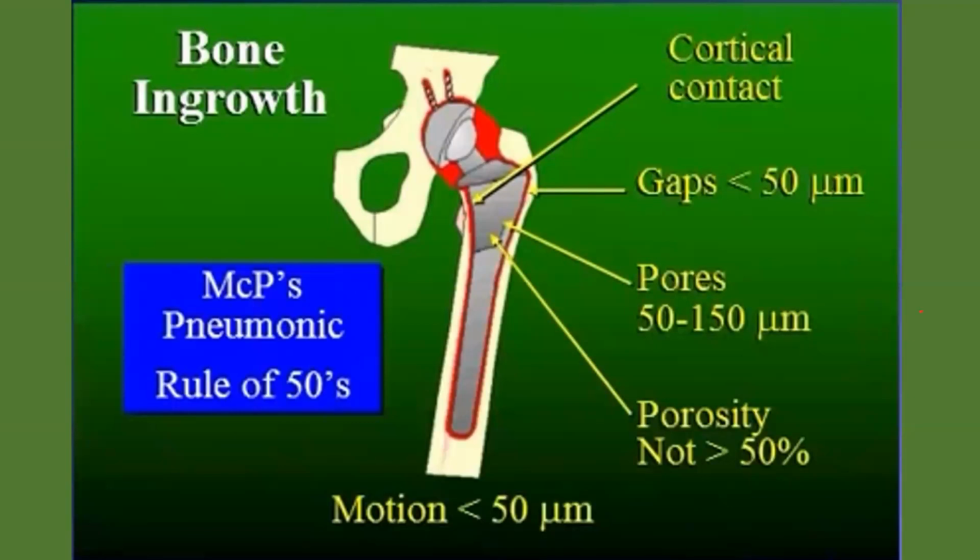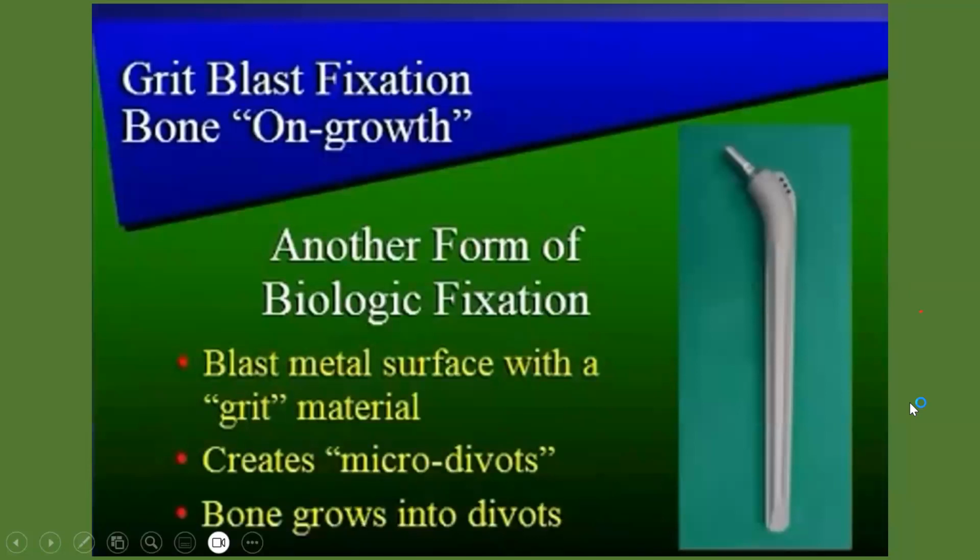Bone ingrowth. To have bone ingrowth, you have to have cortical contact. The gaps between the cortex and the stem should be less than 50 microns. The pores should be 50 to 150 microns. And porosity should not be more than 50%. It's a threshold. The line right over here is the lower level of porosity. And motion should be less than 50 microns.